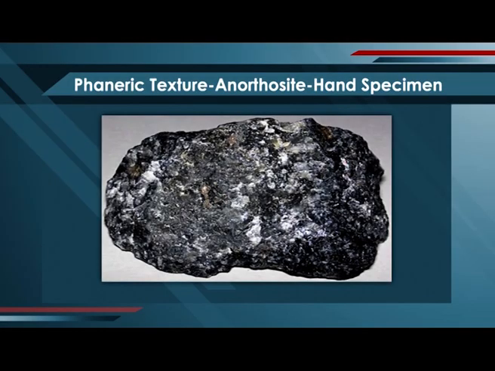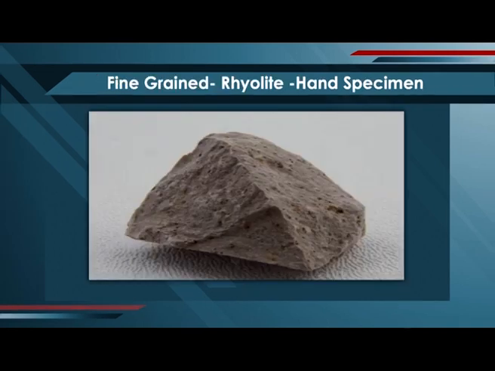You have photographs shown here exemplifying phaneric texture. Anorthosite in hand specimen is shown here. Anorthosite is made up mainly of a mineral called labradorite, a variety of calcic plagioclase. So, this is a specimen of anorthosite which is almost fully made up of plagioclase feldspar. Here you have a rhyolite showing fine grain texture. Rhyolite is the volcanic equivalent of granite. Here the grains are very small. Maybe we can identify some of the phenocrysts that are present, larger grains present.